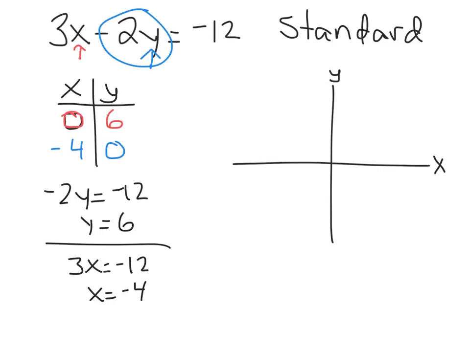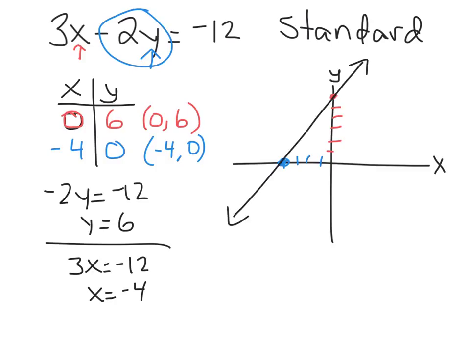Now we will plot both of these as individual points. This is a 0 input for x, 6 is our output for y, or if we had a -4 input for x, we would get a y value of 0. Plotting (0, 6) is approximately 1, 2, 3, 4, 5, 6. And plotting (-4, 0), 1, 2, 3, 4. Going left on the x-axis, our point would be here. 2 individual points have been plotted, and we will then draw our line through those points.